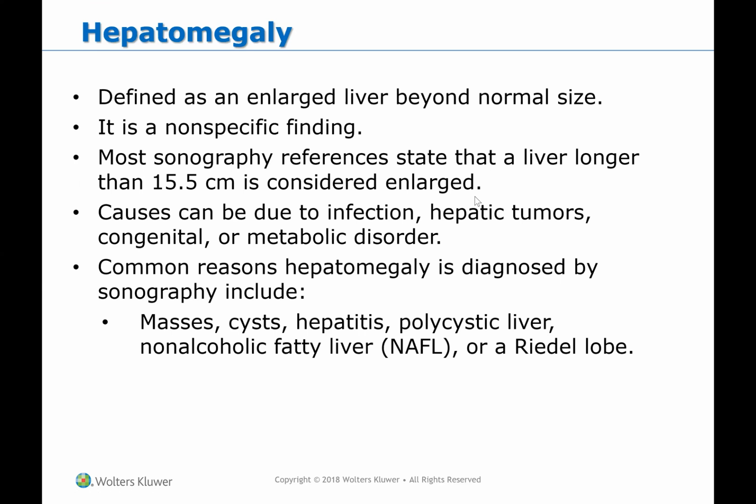Okay, so let's talk about hepatomegaly. It's defined as an enlarged liver beyond normal size. What I want you to know is that a normal liver is less than 15.5 centimeters. So anything larger than that in a sagittal plane is considered enlarged. It can be due to infection, hepatic tumors, congenital or metabolic disorders. Common reasons for hepatomegaly as diagnosed by sonography include masses, cysts, hepatitis, polycystic liver, non-alcoholic fatty liver, or a Riedel's lobe.